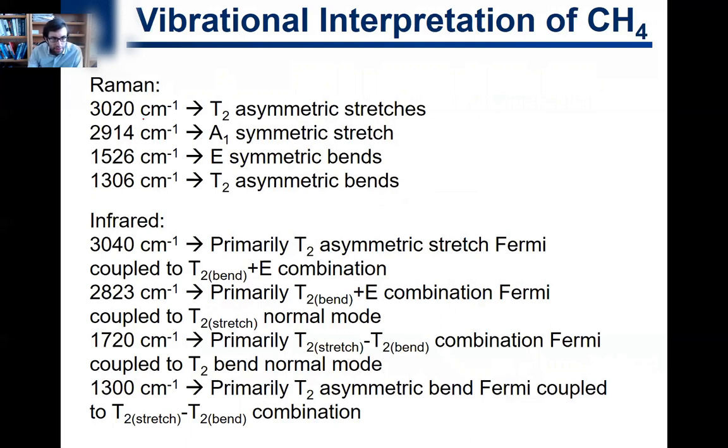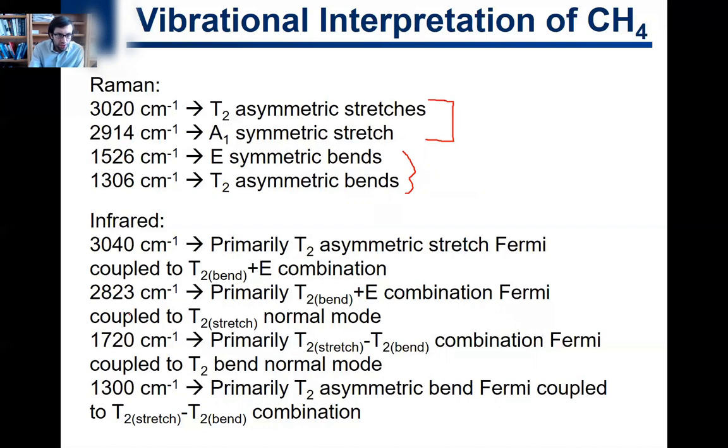So let's just go over the Raman spectra. We had 3020 T2 asymmetric stretch, 2914 that was our A1 symmetric band, 1526 was our E symmetric band, 1306 was our T2 asymmetric band. These, again, we were able to hone in on which one was which once we looked at the infrared spectrum. From the Raman spectrum alone, all we knew was these two for sure. The polarization helped us with A1, but we didn't know whether the E was 1526 or 1306, and same thing with the T2. We knew they're one or the other.